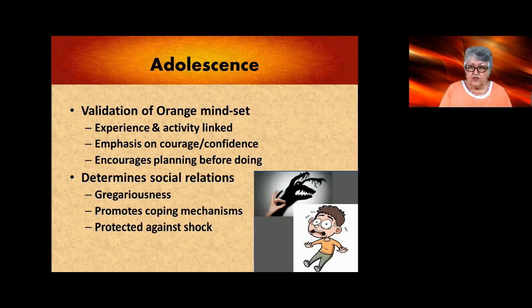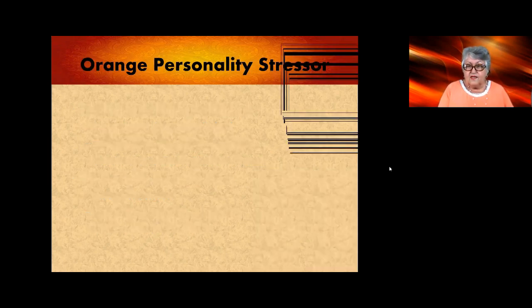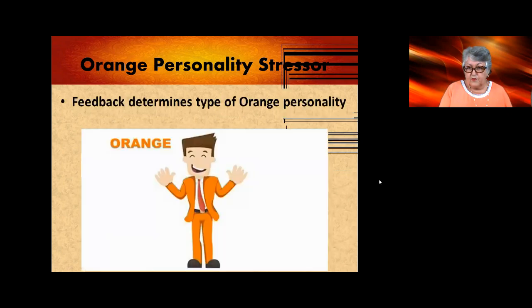And of course, the orange personality is always protected against shock. If we know what to expect in any sort of situation, then things don't scare us quite as much as they would if we were completely unprepared. Of course, there are stressors that help to consolidate the orange personality. And the feedback that we get from those stressors and the way in which we respond to them will determine just what sort of personality we're going to have.